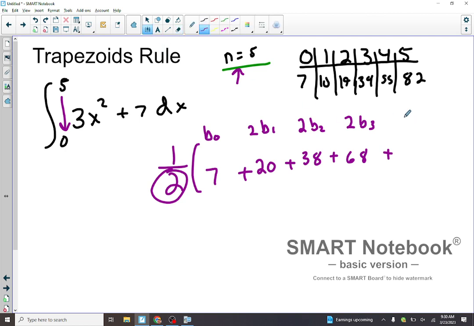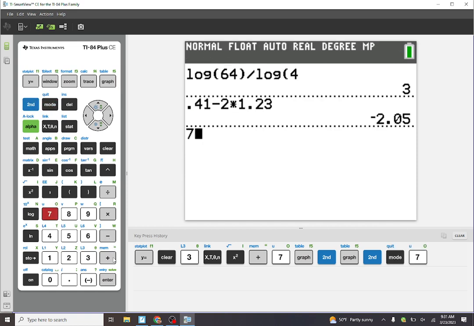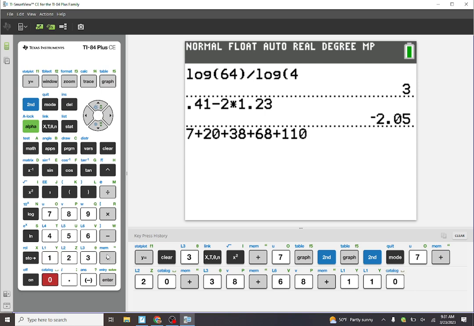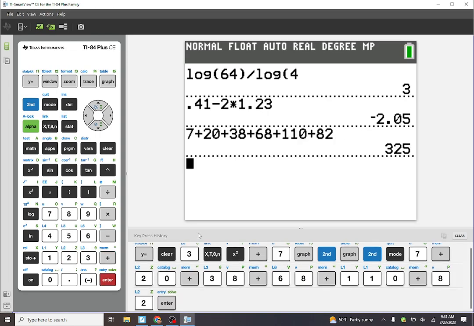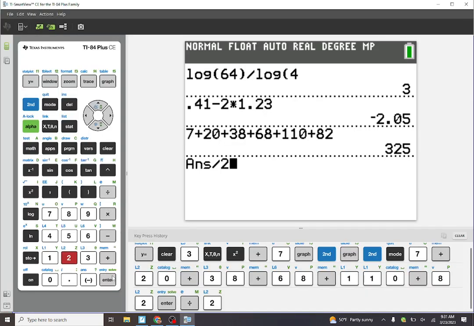Base 2 of them at base 4, at the fourth spot. 55 times 2, 110. Plus this one, the last step only gets counted once because it's the end part. There's no second trapezoid. So this case is just base at 5. In this case, 82. From here, you just take your calculator and type it in: 7 plus 20 plus 38 plus 68 plus 110 plus 82. You get that number. Don't forget, you have a half in front of here. So I could just divide it by 2 or times by 0.5.